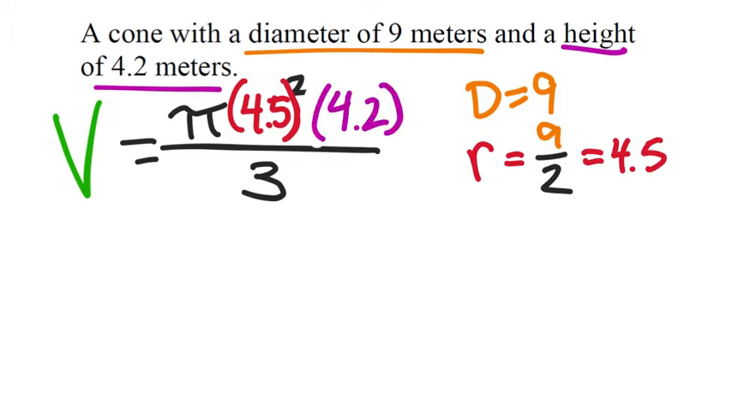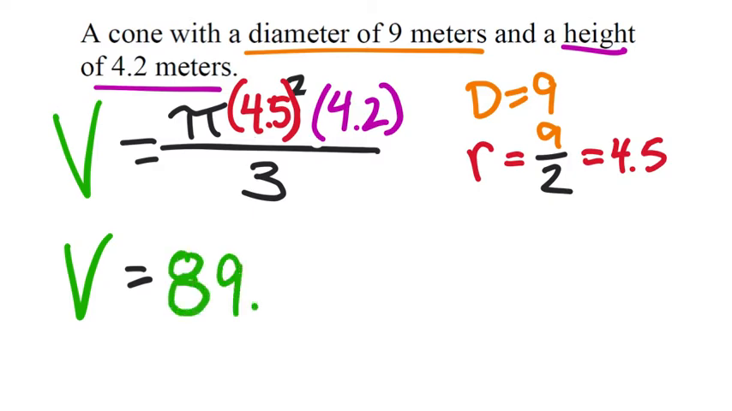Okay? But again, I'm just going to put this directly into the calculator. Whatever I get from that formula is the answer. So N over D for me, pi times 4.5 to the power of 2 times 4.2 all over 3. And I get 89.064 and some change. So I'm just going to write that as 89.1. Again, this is volume though, and we're looking at meters. So meters cubed or cubic meters, doesn't really matter, it's the same thing.